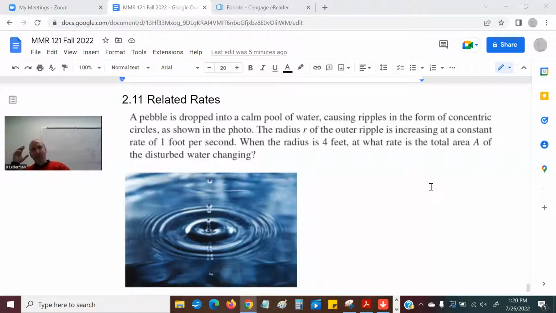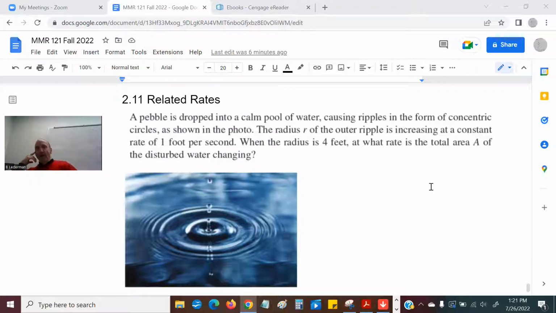So this is what we mean by related rates. In other words, they're giving us the rate that the radius is increasing. They don't give us the rate at which the area is changing, but that area is related to the radius because we know the area of a circle is pi r squared. So there's a relationship between the area and the radius.